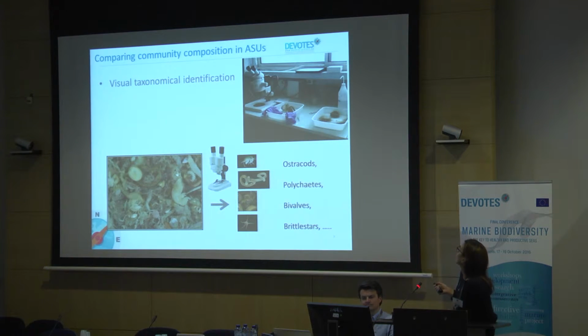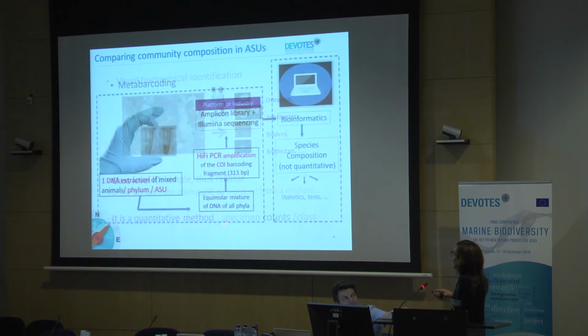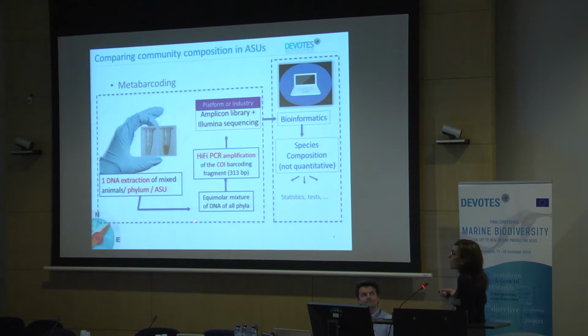For visual identification, we just used the dissecting microscope and not a lot of space in the lab, and we sorted the animals by classes, such as crustaceans, polychaetes, bivalves, brachiopods, and we just did that at class level, not a finer one. It is very simple, so it is reliable. The same person could do that, but she needs to be able to distinguish an ostracod from a mouse, which may be difficult. And it is a quantitative method. We obtain specimen counts and weights.